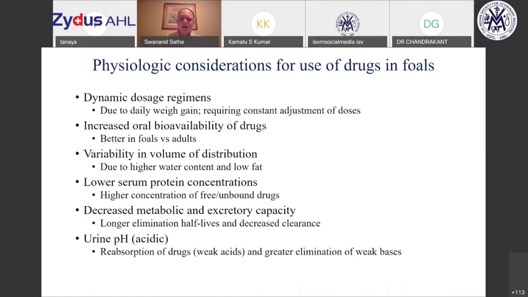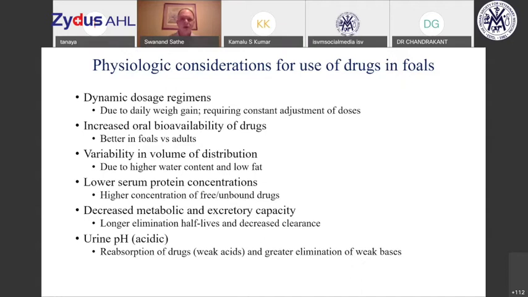Because foals are not hindgut fermenters like adult horses, the oral bioavailability of certain drugs is higher, which is a big advantage to us because we can give certain drugs orally and ensure that they are bioavailable much more readily than in adult horses. Because foals also have a higher volume of water and low volume of fat in their body composition, the volume of distribution of certain drugs, for example aminoglycosides, can vary, which also means aminoglycosides need to be dosed at a higher rate in foals than in adult horses.